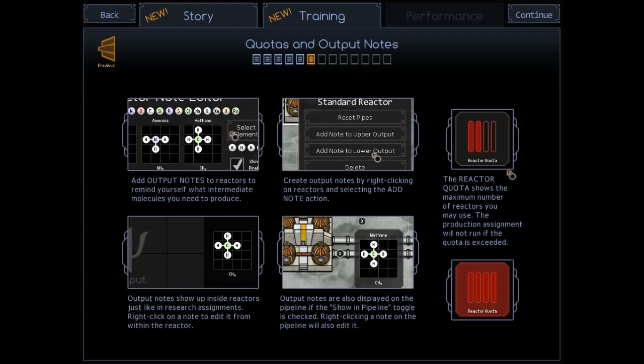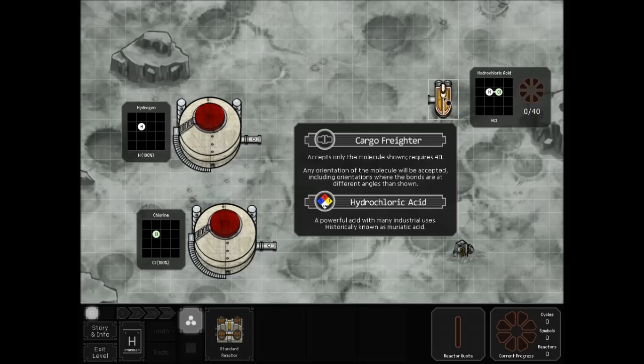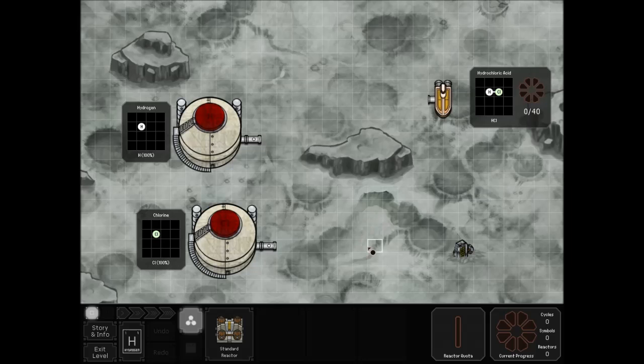So yeah, to match, it gets to be important because you need to match quotas, right? You have to actually match your output values, and if you have too much of something, it can be a problem. So here we're going to have hydrogen and chlorine, and we're going to mix them together in a reactor. So, stick a reactor here, and we're going to hook our reactor up to that. Now oh yeah, we start here.